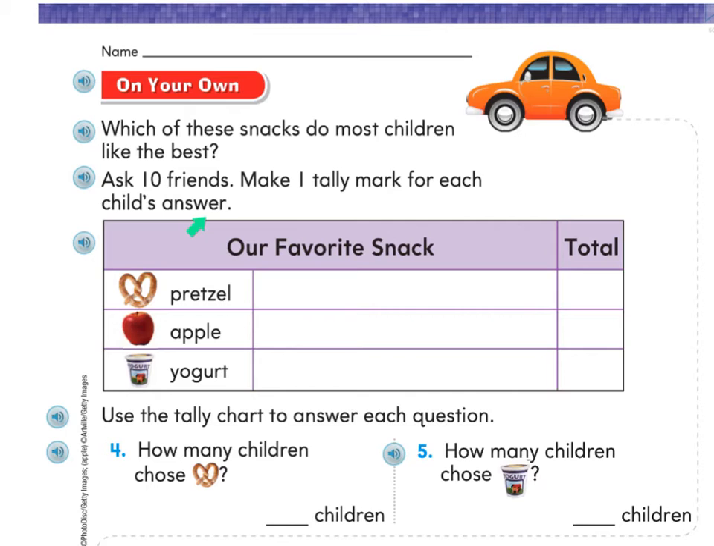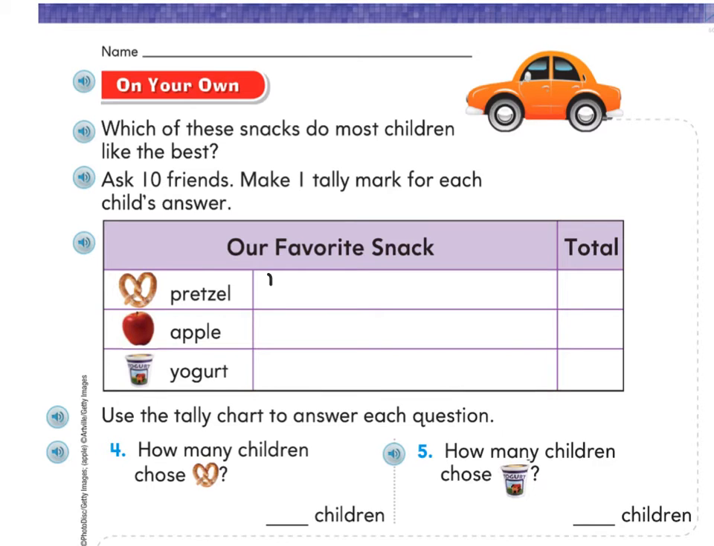Okay, so like I said, you're going to ask the people at your house, and it says our favorite snack. They can choose from pretzels, apples, or yogurt. If you have lots of people in your family, then have them just choose one. If you don't have a lot of people at your house, then go ahead and have them choose their 2 favorites. Okay, so as you go around, you're going to mark.